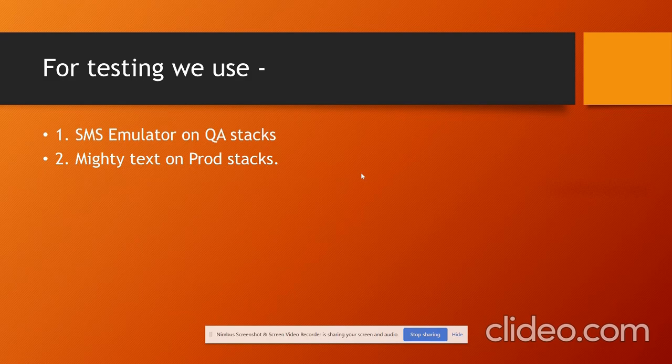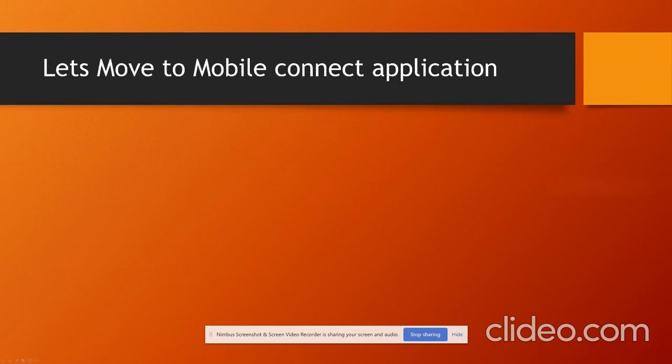For testing, we use different testing platforms. For testing in QA, we are using the SMS emulator for testing the exchange of mobile messages with the subscriber. And on prod, we are using the Mighty Text application, which is also an extension of Chrome. We can install it in Chrome as an extension, and we can use it with the valid credentials provided by the Salesforce manager, so that we can test our Marketing Cloud application Mobile Connect with Mighty Text and see how the exchange of messages goes in our application. Okay, so let's move to our application.